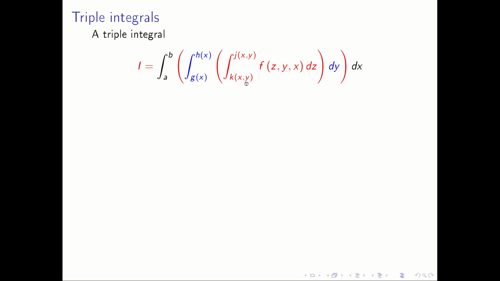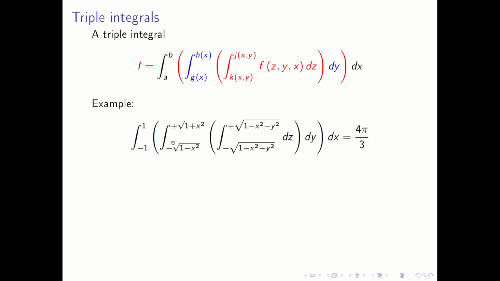Of course, the z integral is done from a function k of x and y to a function j of x and y. Once you do this, the resulting thing is now a function of x and y, which is now integrated over y, over limits which depend on x, and then finally you are integrating over x. Of course, you could have done it in some other order, and sometimes it's more convenient to use some other order, but this is just one way of doing it. The other ways you can figure out yourself.